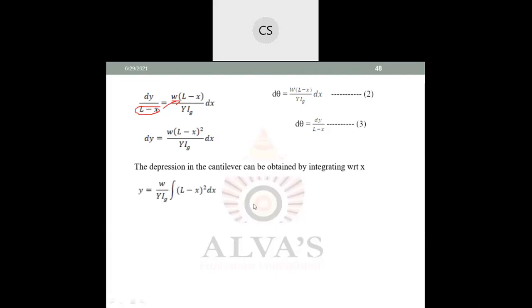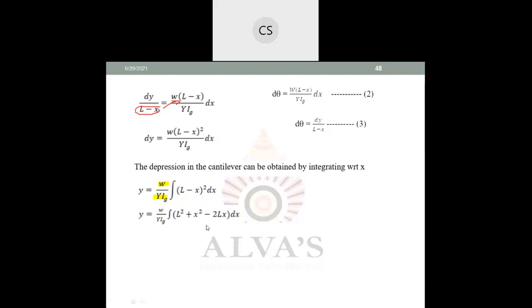Integrating with respect to y, y is equal to w divided by Y into I_g, which is a constant, so you keep it outside. Then integrate L minus x whole square dx.